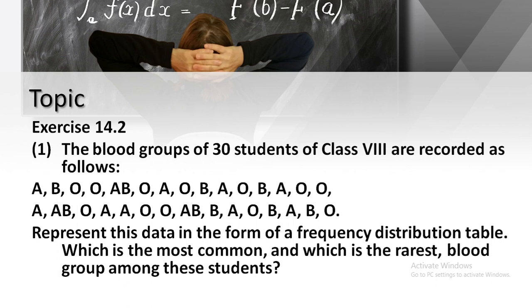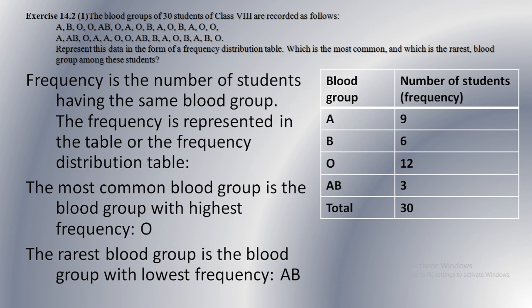So go to the question, which we have already seen, and in that we have to make a frequency distribution table, right? So the answer: frequency is the number of students having the same blood group, right? And the frequency is represented in the frequency distribution table. So I have made a single table with two columns. The first column is blood group and the second one is number of students, and that is also called frequency, right?